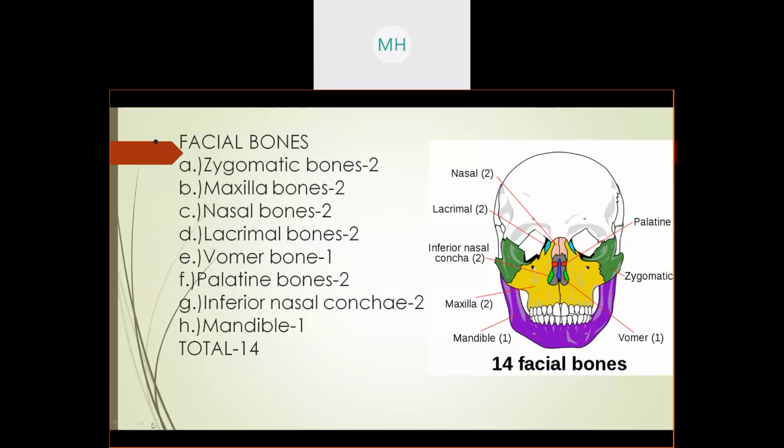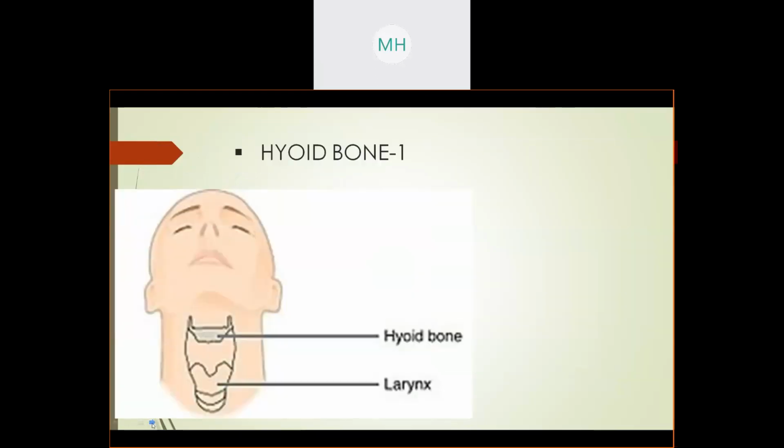Okay, then has everyone understood now? Shall we move to the next bone? Yes, ma'am. If you all are clear. Okay, next is hyoid bone. How many do we have? One. So this is your hyoid bone here. So hyoid bone is one.